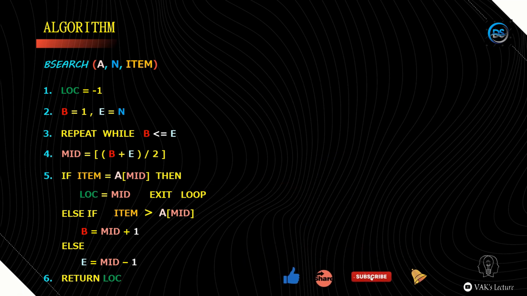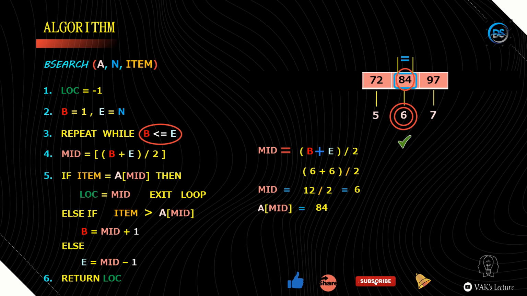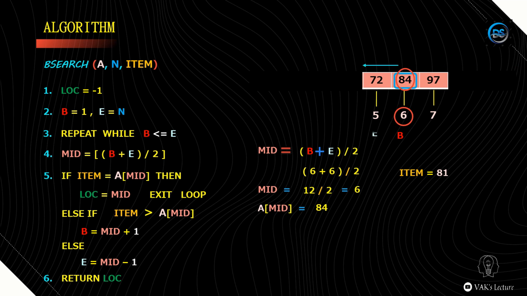The condition that we apply here is that the beginning must be less than or equal to the ending. So at last, what will be the beginning and ending? In this example, at last we got 6 and 6. So they are equal. Suppose the searching item was 81. What would we do if it was 81? We have to move to the left side of mid and we would make the ending position mid minus 1. Here you can see that. So our ending would reach here and the beginning is already here. So when the ending will be 5 and the beginning will be 6, the condition will be false.